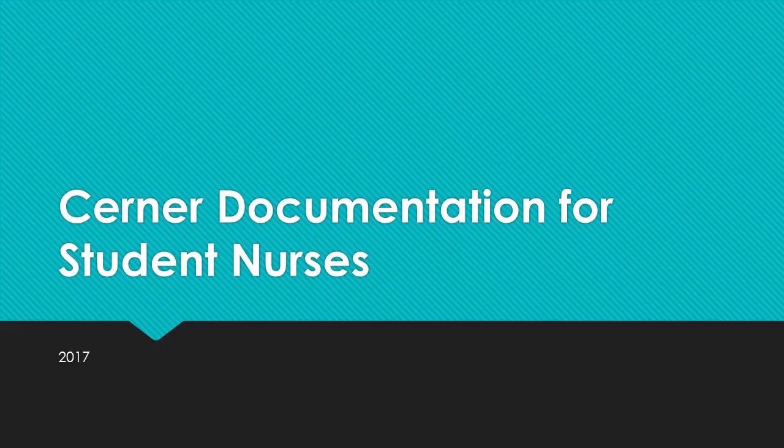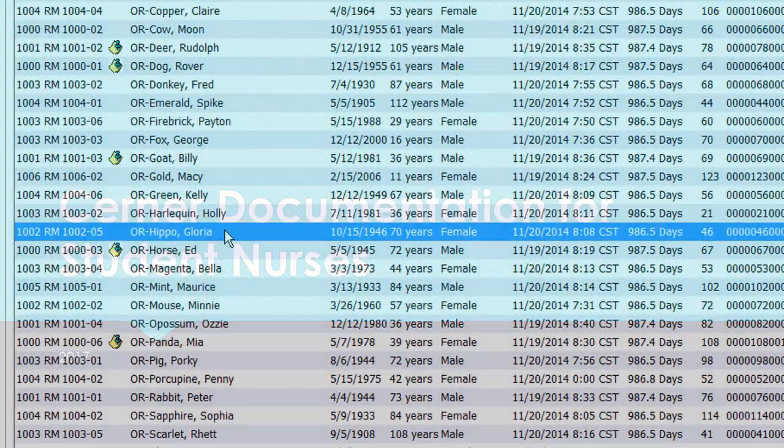This video module has been created to demonstrate how to document as a student nurse in the Cerner electronic medical record. This education will review the documentation elements that do not require an RN signature, as well as those nursing documentation activities that do require an RN signature. We will review exactly how to perform this documentation as well as the co-signature requirements.